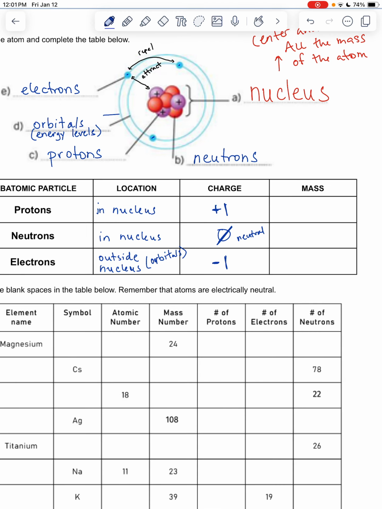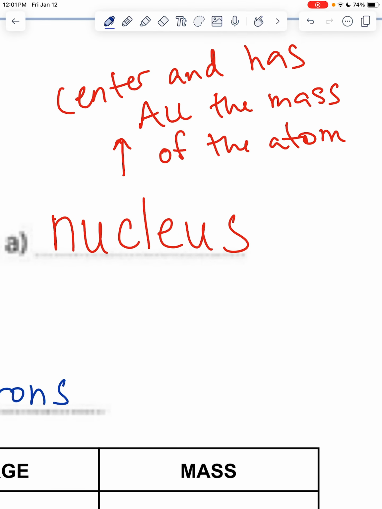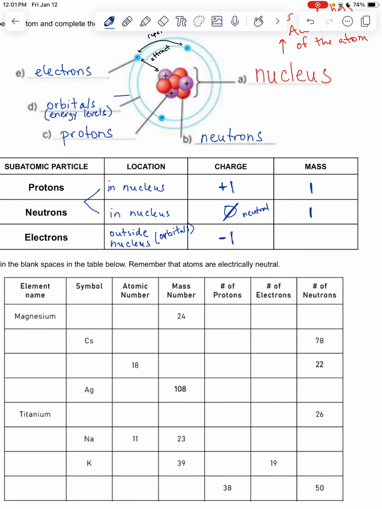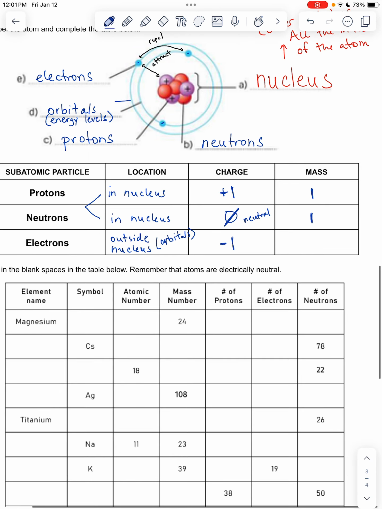And then last but not least, mass. Basically, if you want to give it a number value, you can say that for every proton we have, we gain 1 unit of mass. Same with the neutrons, because they're both in the nucleus, and that's the center, that's where all the mass comes from. So the mass of these atoms is based on the protons and the neutrons, and we'll get there in a sec here.